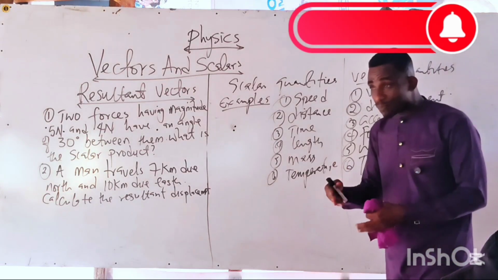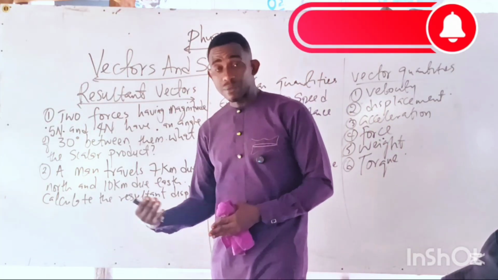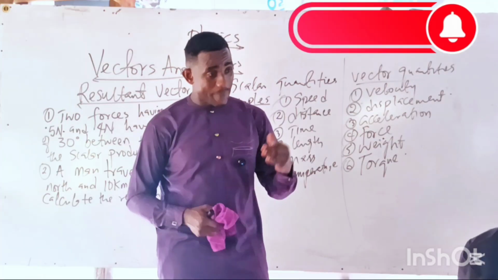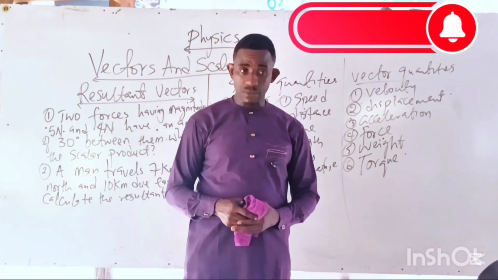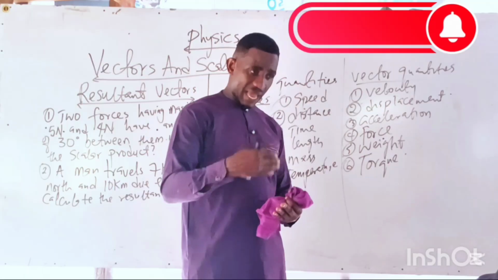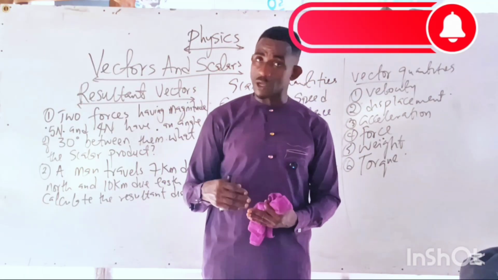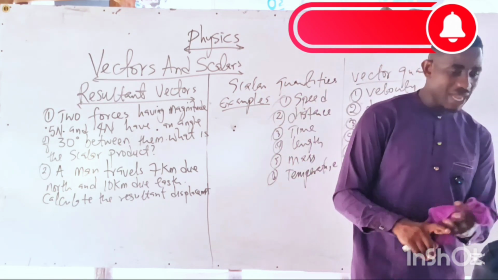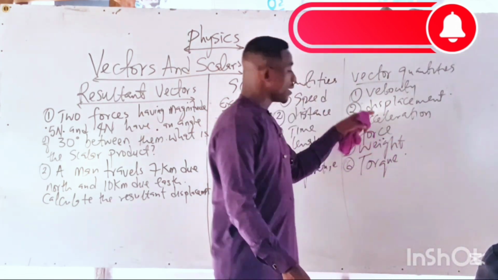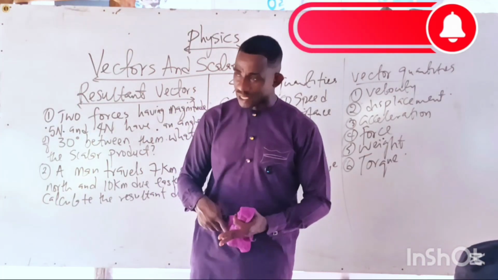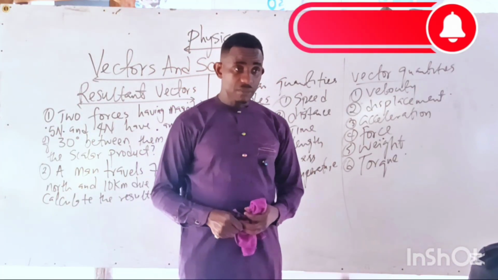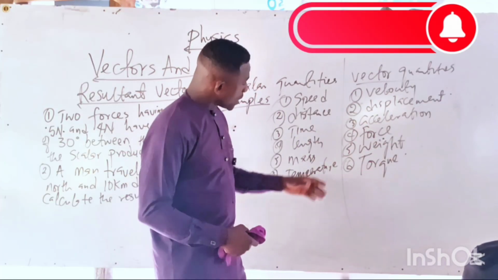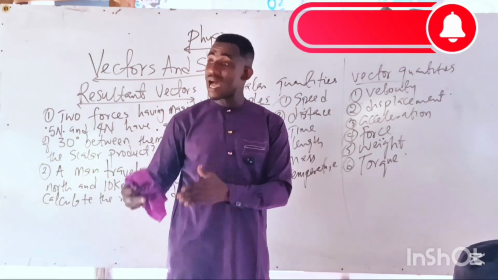But if you talk about velocity, it has direction. Velocity is the rate of change of displacement with time. Now, that displacement has direction because displacement is distance in a particular direction. Acceleration has direction because acceleration is the rate of change of velocity with time. So as acceleration has direction, force also has direction, because force is equal to mass times acceleration. Even though mass does not have direction, acceleration has direction.